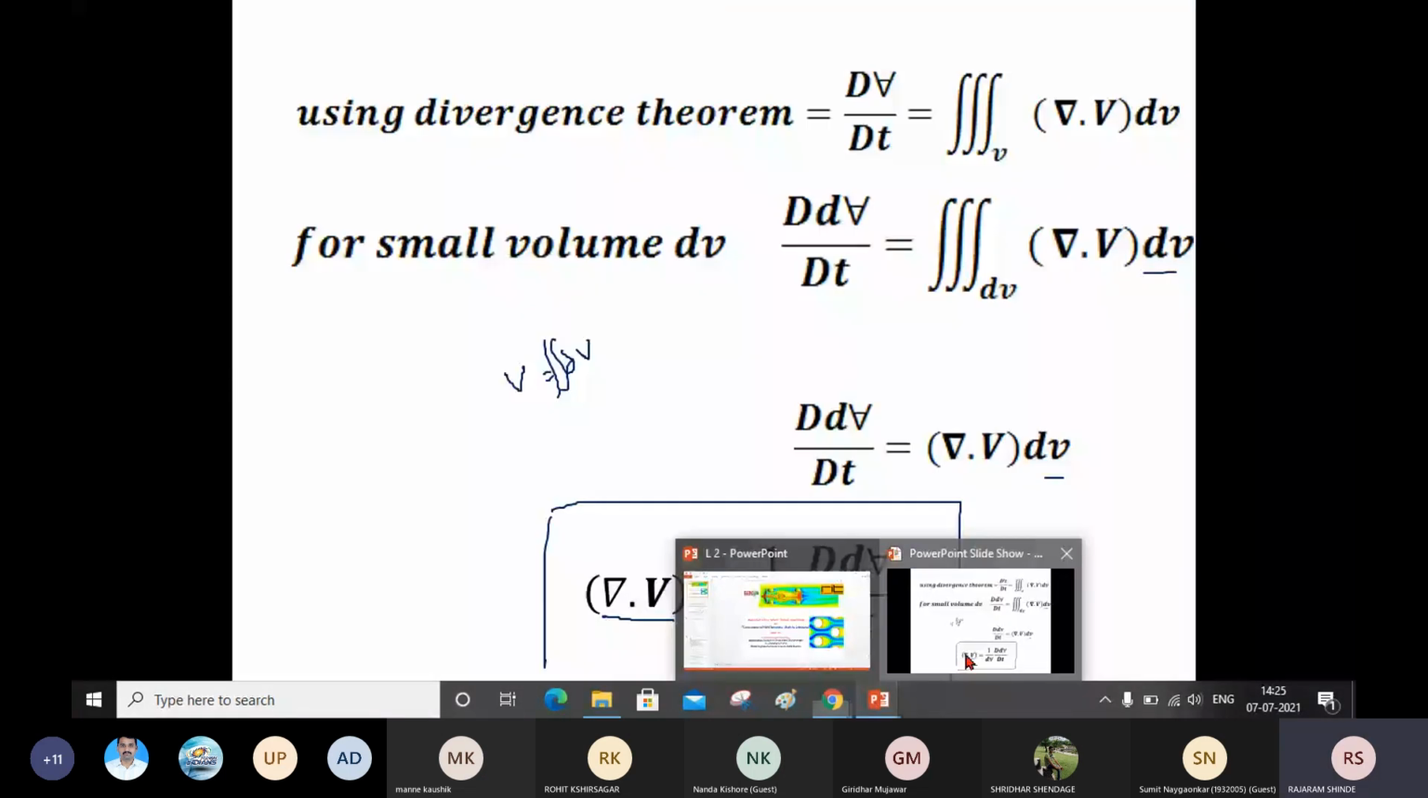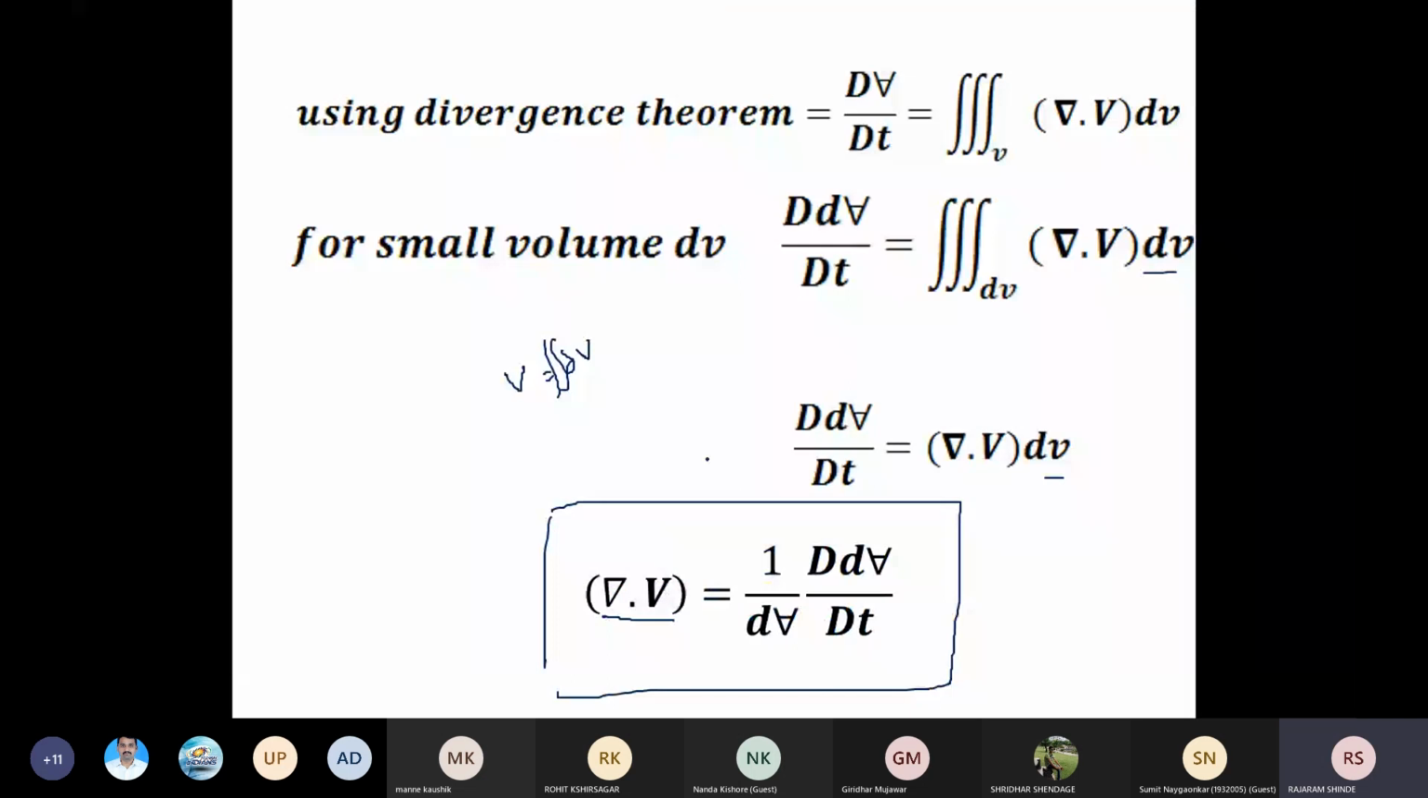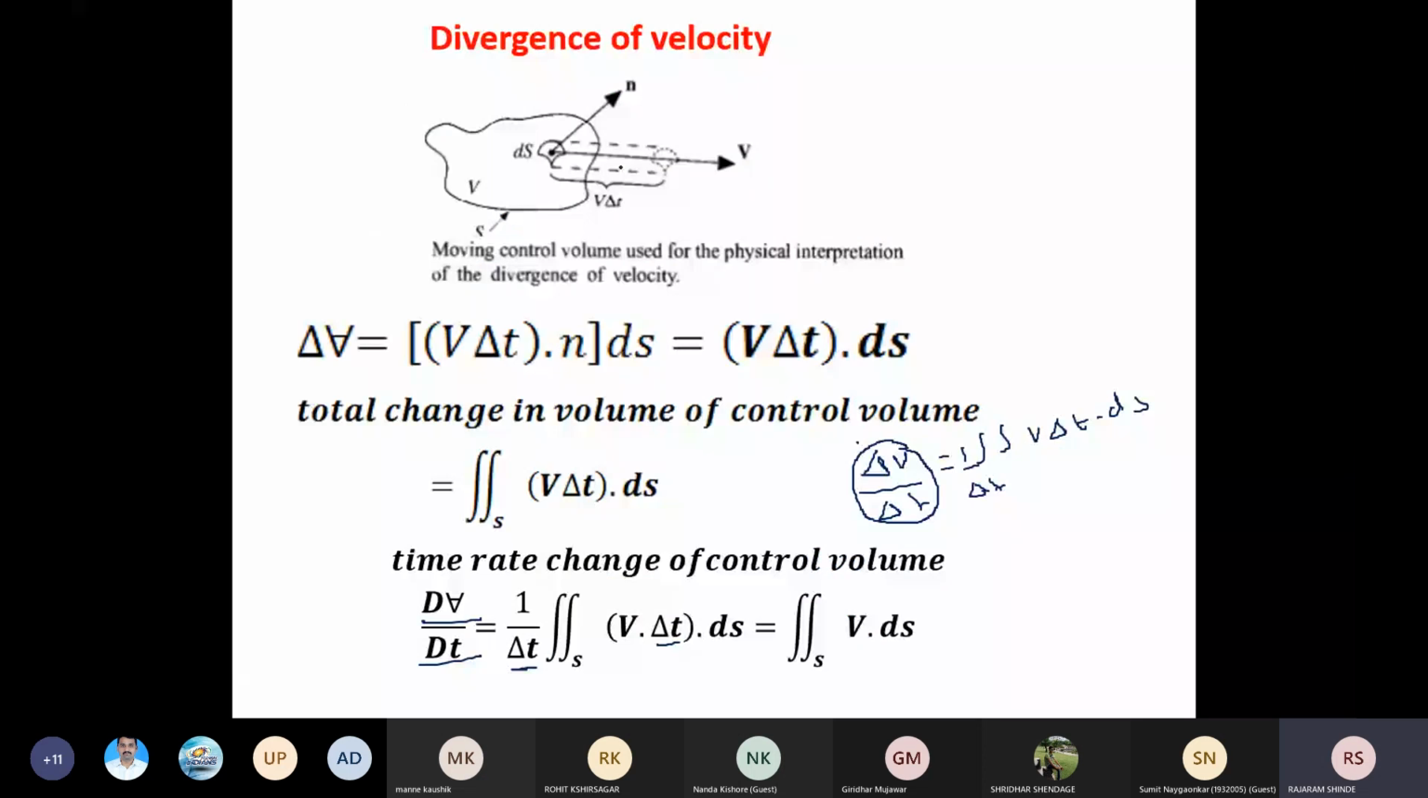You see here I have taken a small control surface, and because of the change in time delta t, this is extended like this in the direction of velocity. Okay. So you can see here v delta t. What is v into delta t into ds? If you use simple equations, v delta t, velocity into time, it is distance, into surface. Distance into surface will give the volume. Simple thing. Now the total change in volume is the integration, you have to integrate over the whole surface.